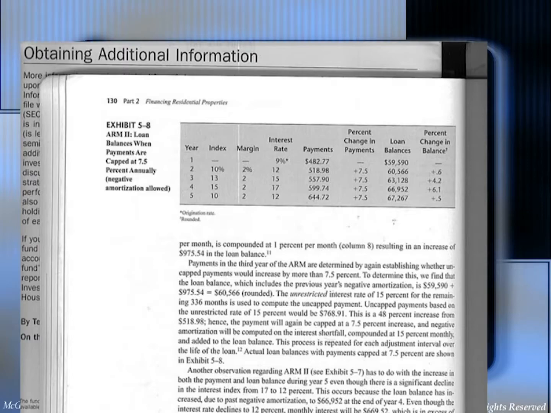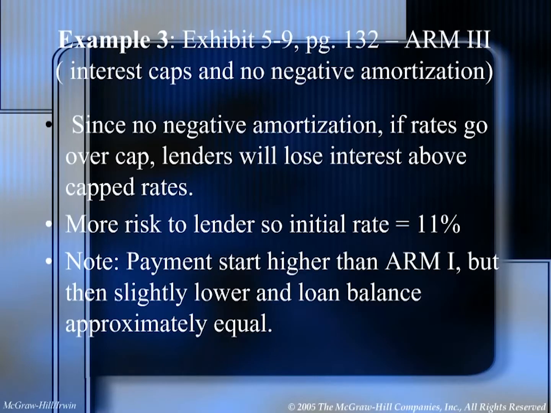The third example, the ARM 3, is where we have interest rate caps and no negative amortization. This is a very common type of ARM. So no negative amortization. If rates go up over the cap, lenders will lose the interest over the capped rates. So in this case, more risk to the lenders.